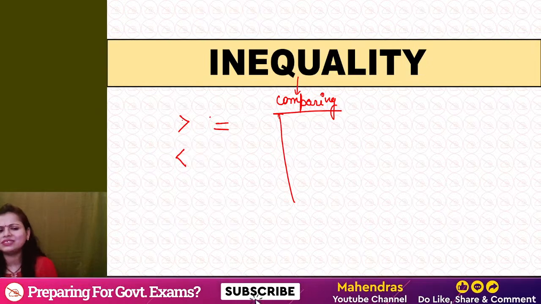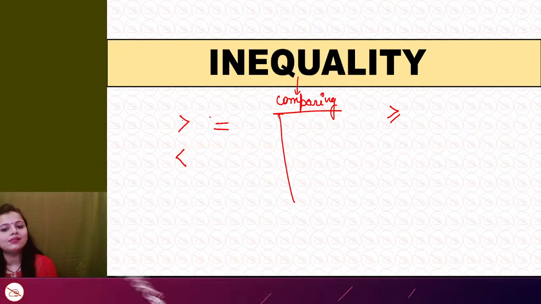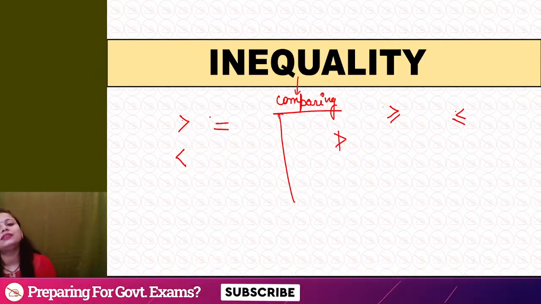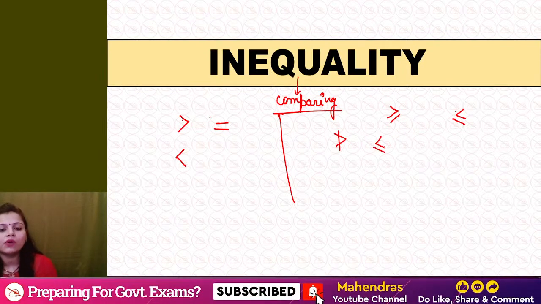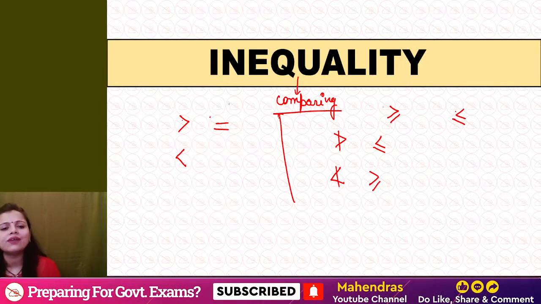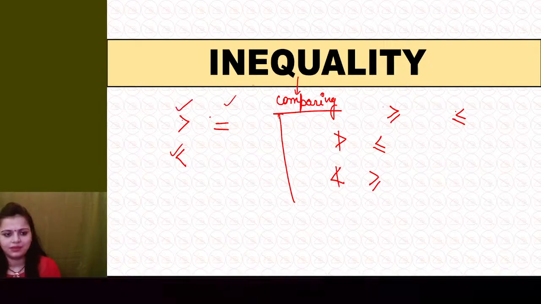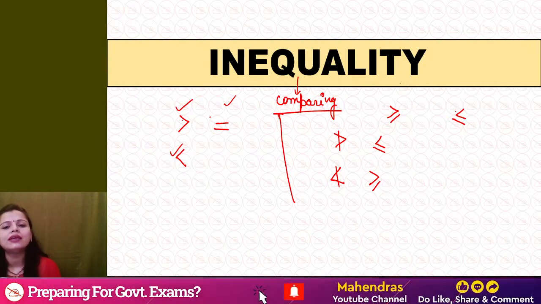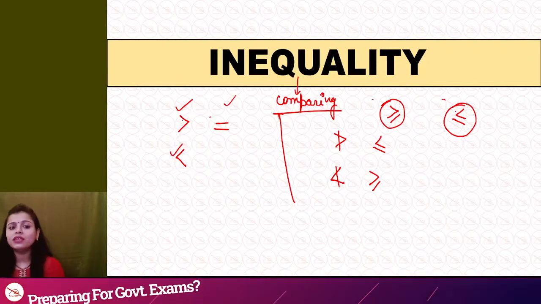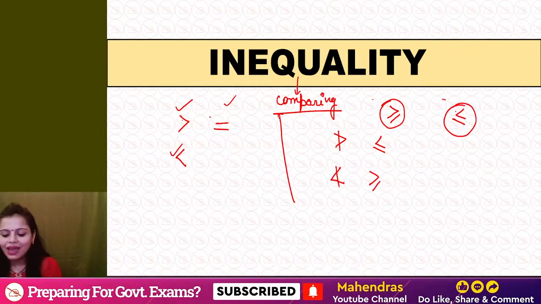Two more signs are present: greater or equal, and less or equal. If I'm saying not greater, that means it's less or equal. If I'm saying not less, that means it's greater or equal. So now we are dealing with five signs, but these three are the basic signs. These two are formed by combining two relations.